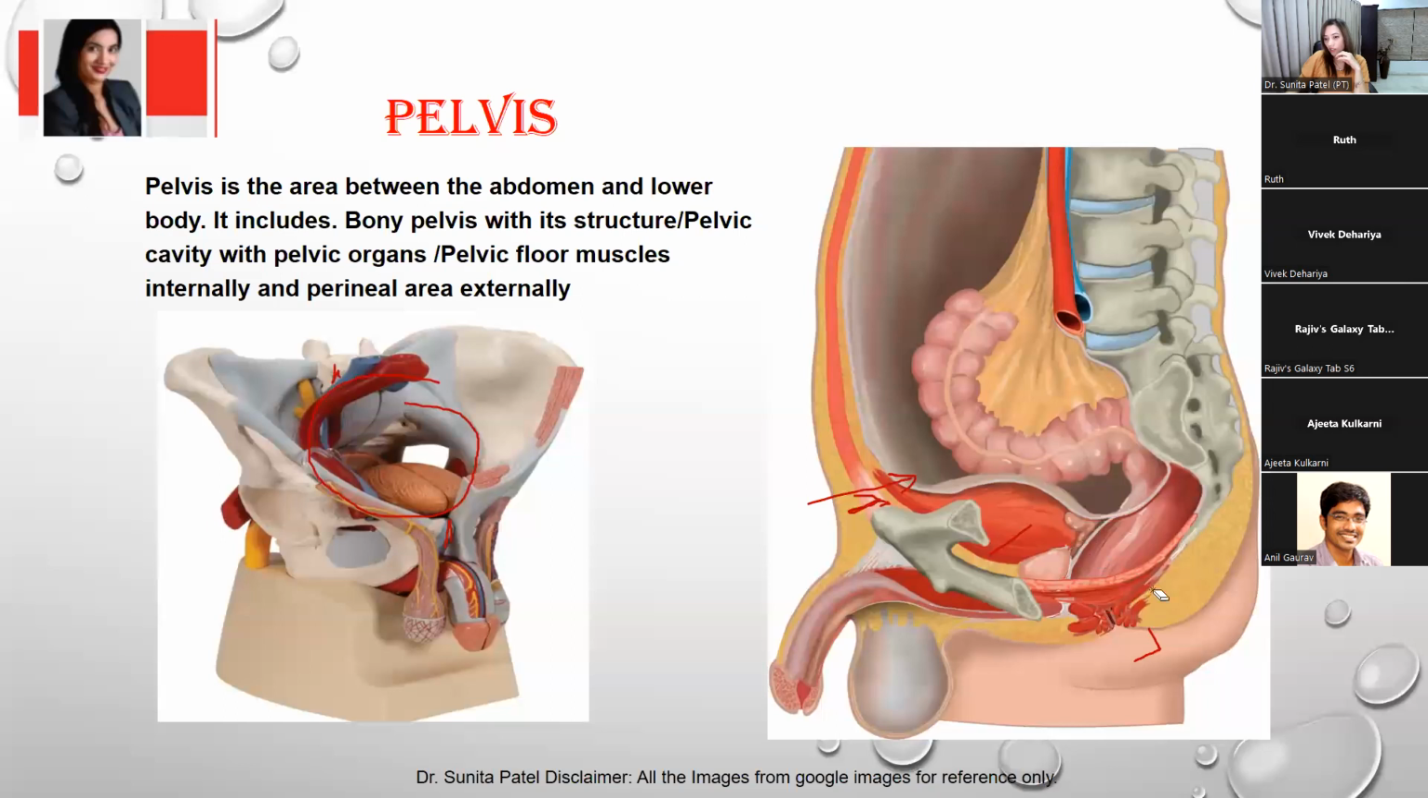Look, it is touching, the organs are touching. These are the pelvic floor muscles. So it is resting on the pelvic floors. So pelvic floor are the supporters. That's why it is a supportive function. Pelvic floor has a supportive function.